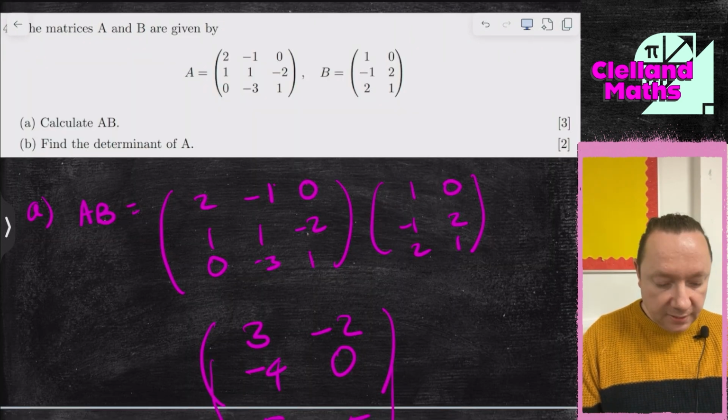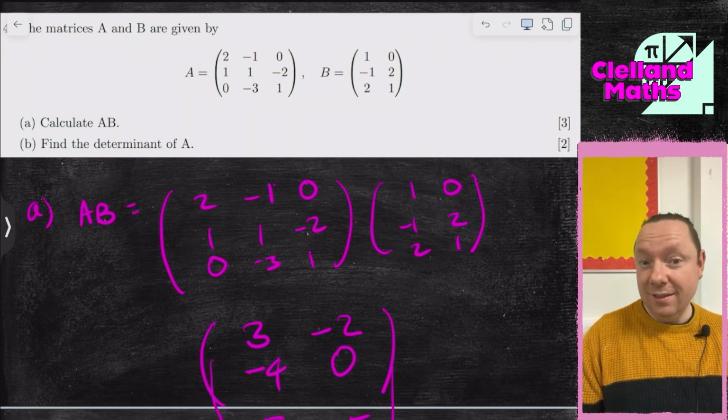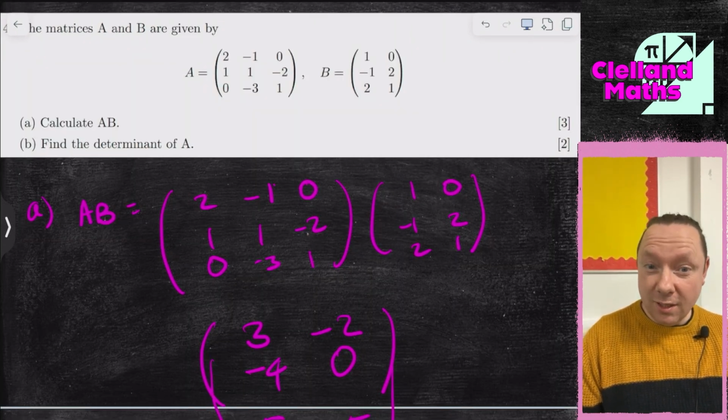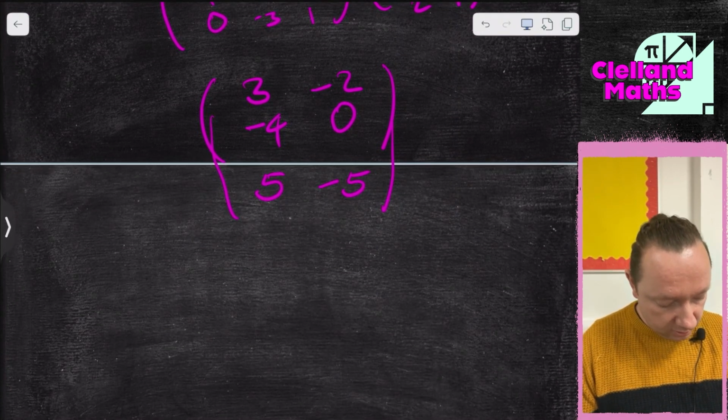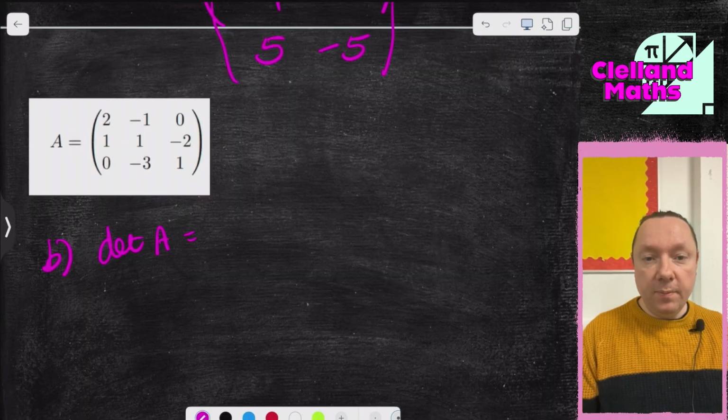And we're done there. B says find the determinant of A. Luckily, it doesn't ask to find the inverse because that would be Gaussian elimination, which can be a bit of a pain, but that'll probably be later in the exam. So let's find the determinant. So A is, let's just copy this down. The start of the exam paper tells you this.